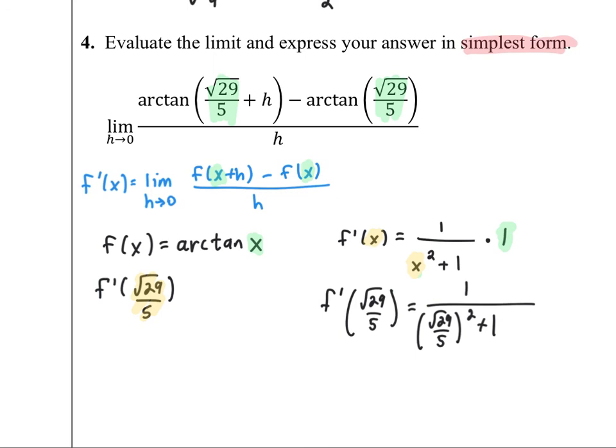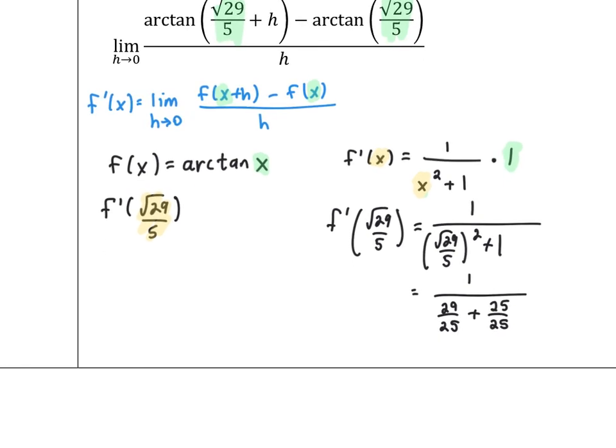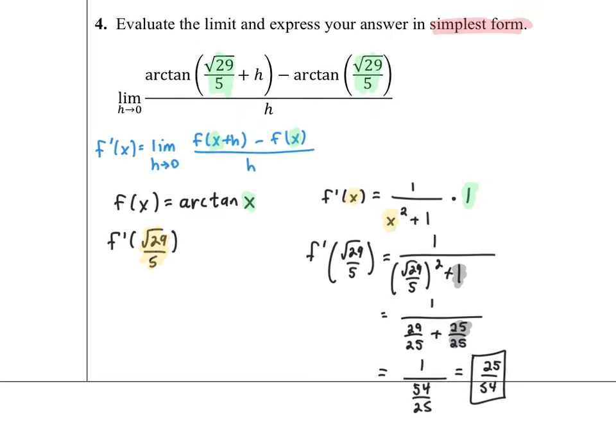So I'm going to go ahead and square out that fraction. And anticipating my next step, I went ahead and rewrote that 1 as 25 over 25. Now I'm going to go ahead and add the fractions in that denominator. And then handle this complex fraction by multiplying by the reciprocal, and this becomes 25 over 54, and that is my simplified answer. And again, using these formulas isn't really that bad.